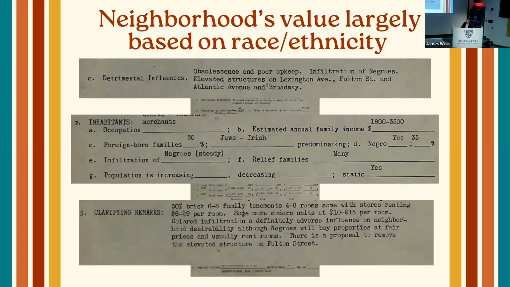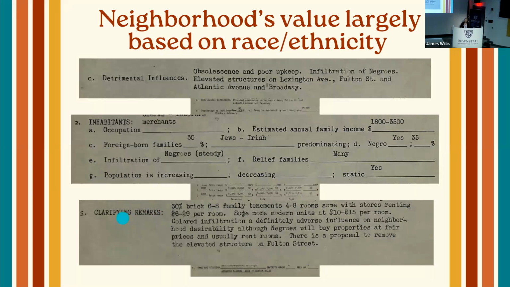And then at the bottom, each document had a clarifying remarks section. In the clarifying remarks for Bed-Stuy, you see they wrote, "colored infiltration is definitely an adverse influence on neighborhood desirability." So throughout these documents, throughout different cities across the United States, we see that race and ethnicity is a very constant theme in determining the grade of the neighborhood.